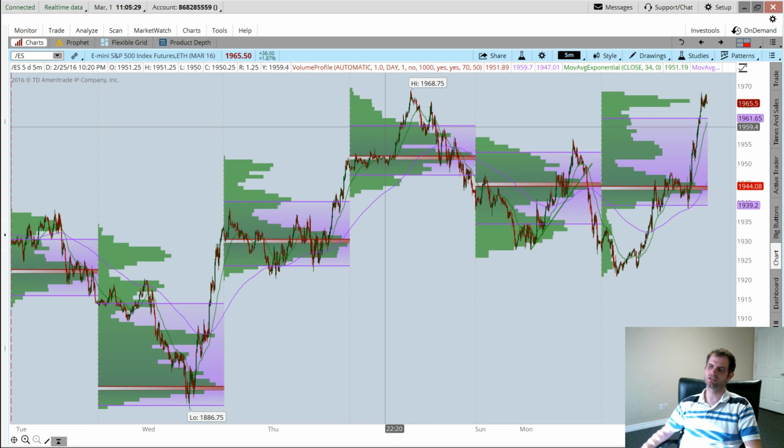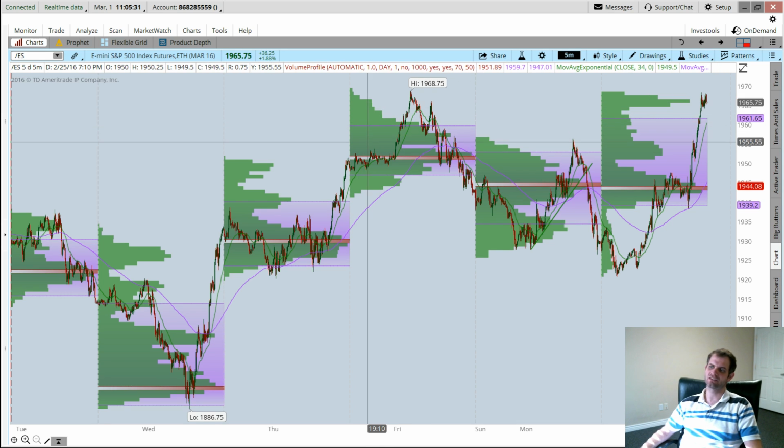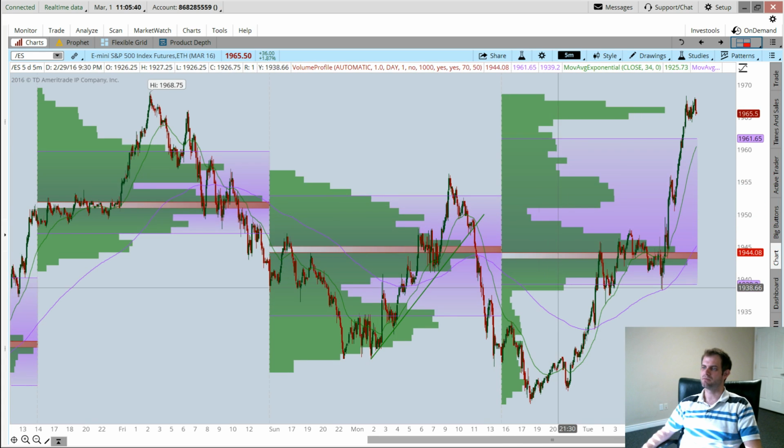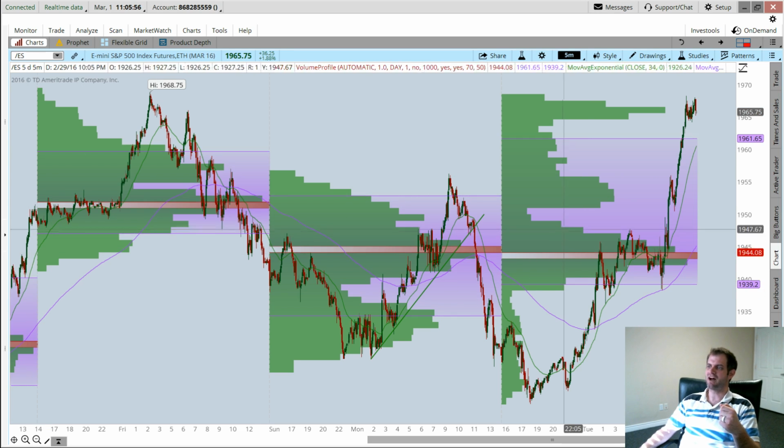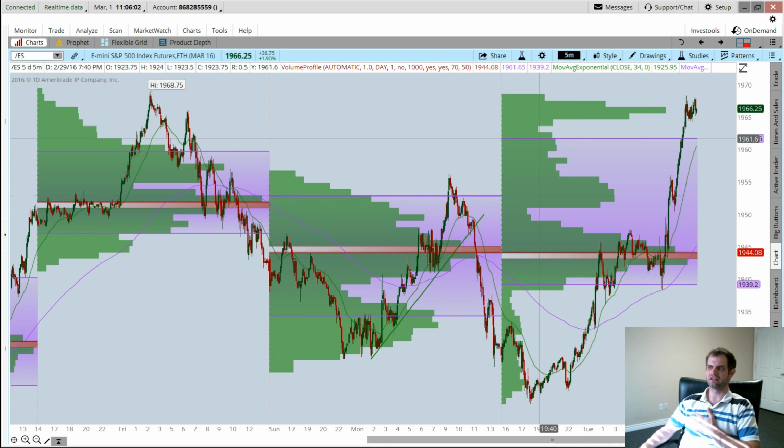these horizontal lines here, both the green lines, represent all the volume that went off on that day. And if I zoom in here, you see these horizontal purple lines and this horizontal red line. The outside purple lines represent where 70% of all the volume went off during the day. Typically those areas are going to be support and resistance. Volume area high is typically going to be resistance, and the volume area low is going to be support.